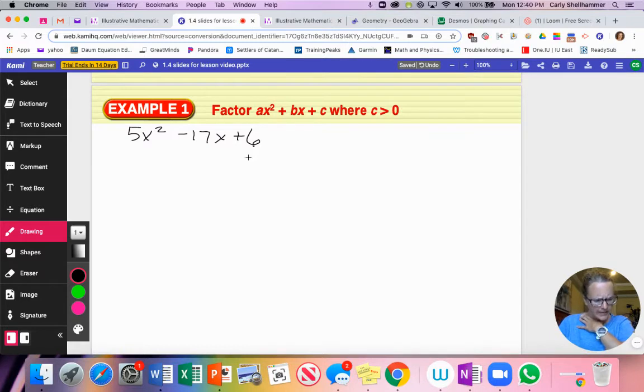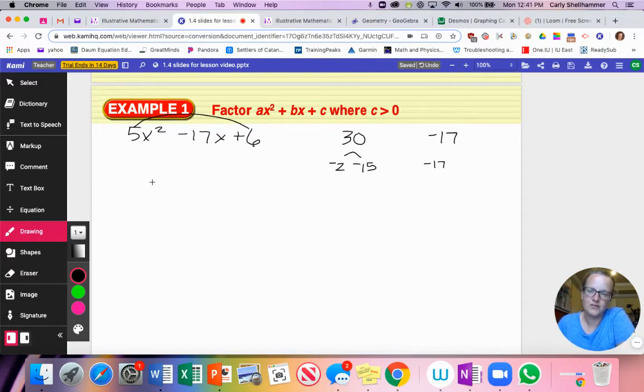Now, the first thing that I do is I look to see if I can factor anything out of my trinomial, and here I can't. So now I'm just going to do 5 times 6, which is 30, and negative 17. So I need things that multiply to 30, which is 1 times 30, 2 times 15. I think we found it. If I have negative 2 times negative 15, I get positive 30. I add those together, I get negative 17.